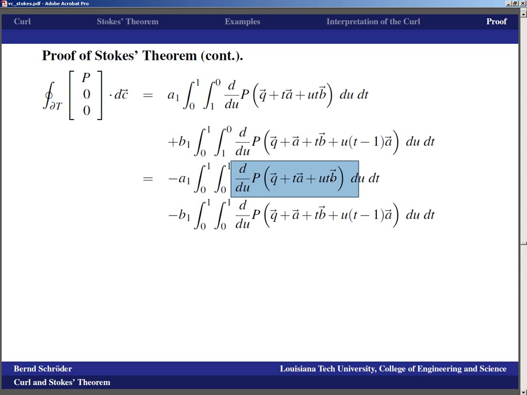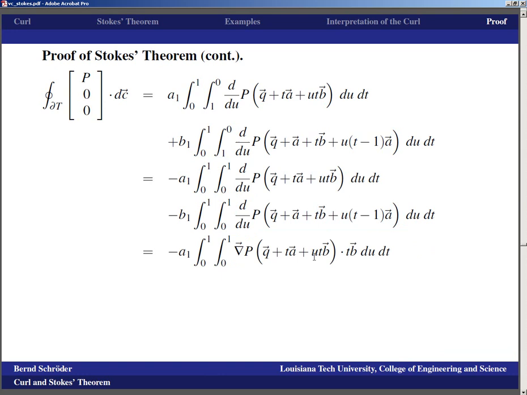And here, the derivative would be the gradient of p dot the derivative of the inside with respect to u, which is t minus 1 times a. So this is now negative a1, integral 0 to 1, integral 0 to 1, gradient of p, evaluated in the right place, dot tb, minus b1, integral 0 to 1, gradient of p at this more complicated object dot t minus 1 times a.